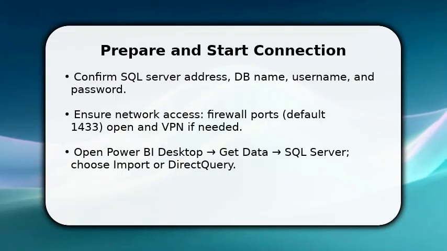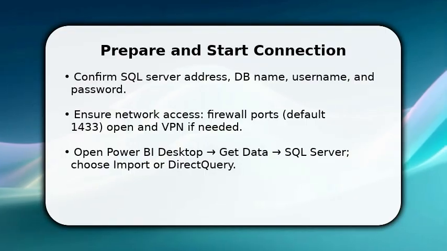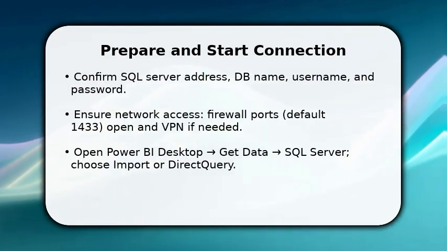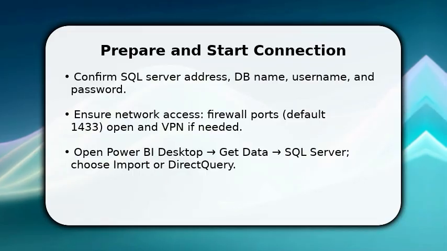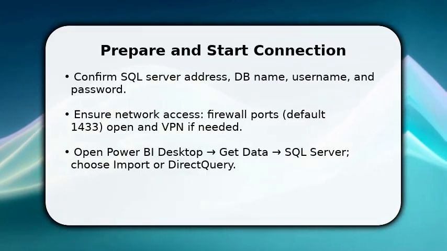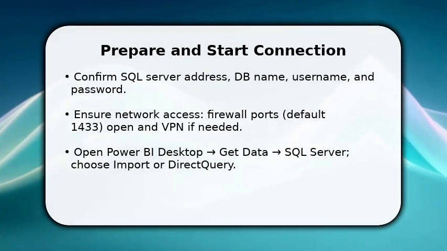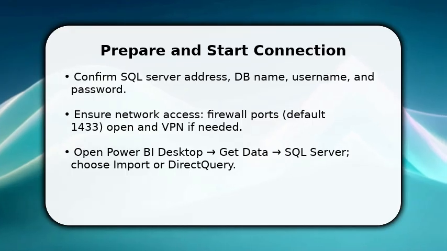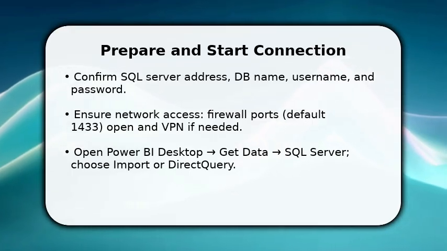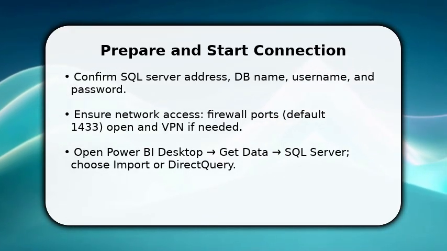You begin by validating credentials and network access so the connection won't fail mid-step. Once done, open Power BI Desktop and choose Get Data, then SQL Server. Enter the server and database names, then pick Import or Direct Query depending on update needs. Import caches data for speed, Direct Query is live.